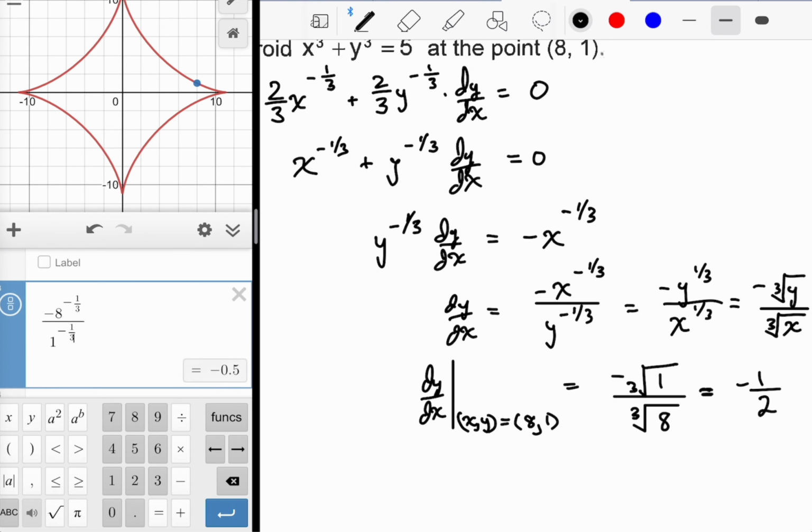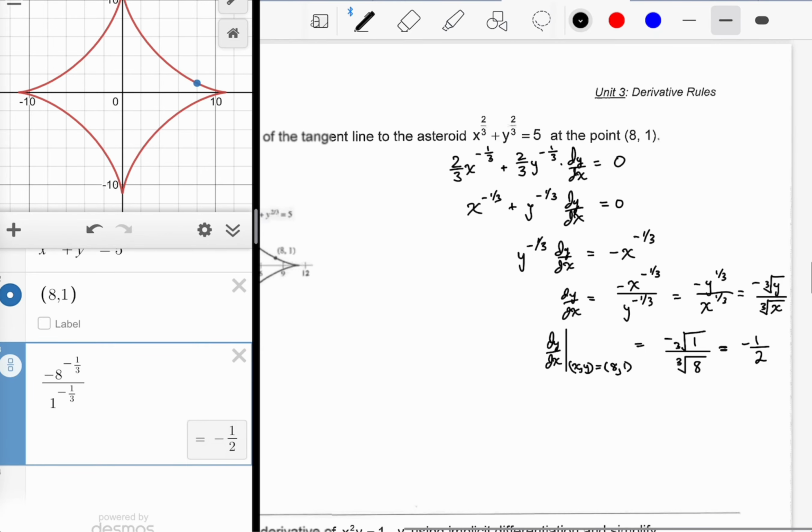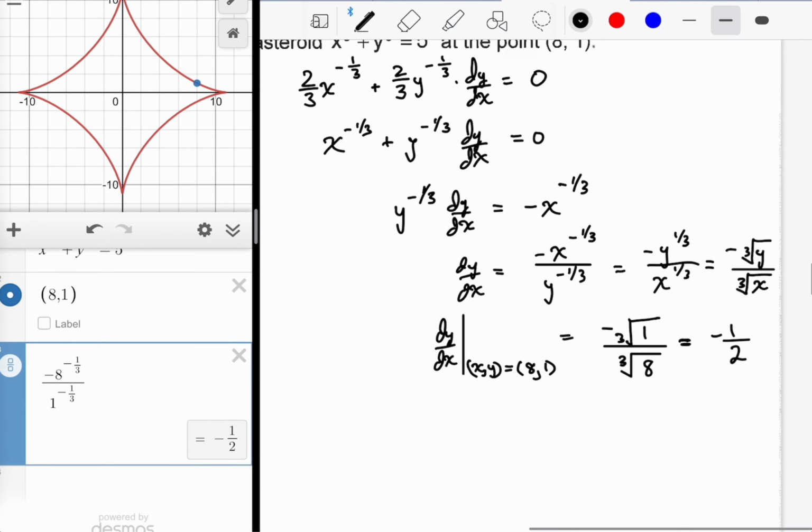It says negative 0.5, but we know that that's the same as saying negative 1/2. Right, so it doesn't look very nice, but I mean the answer looks beautiful, but the computation doesn't look very nice, but it's easy enough. All right, now they want the equation of the tangent line. All right, we'll find the equation of the tangent line to the asteroid.